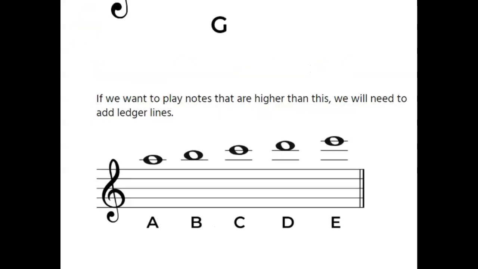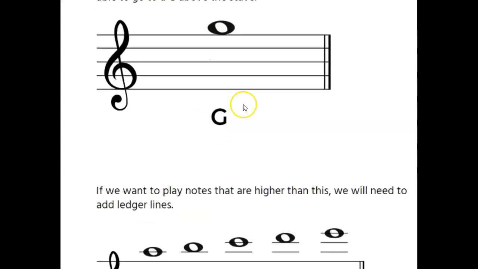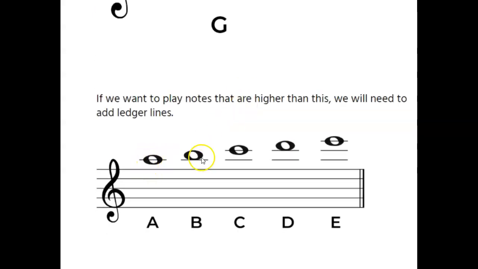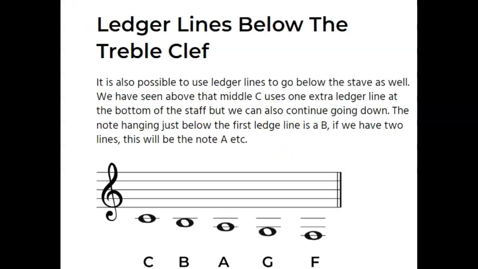You need to draw a line for notes. I call these ledger lines. So we had the G just now. The G is there. Let's look at the G. So A, B, C, D, E. Always line note, space note, line note, space note. The ledger lines below the treble clef, we know now that this is C. C, B, A, G, F.